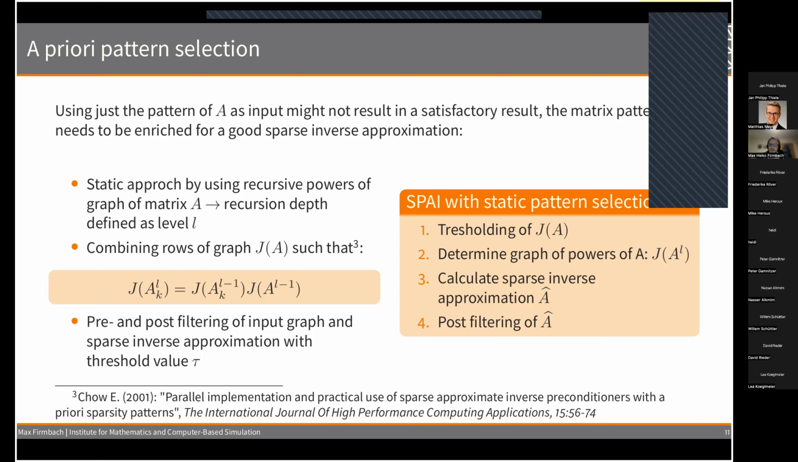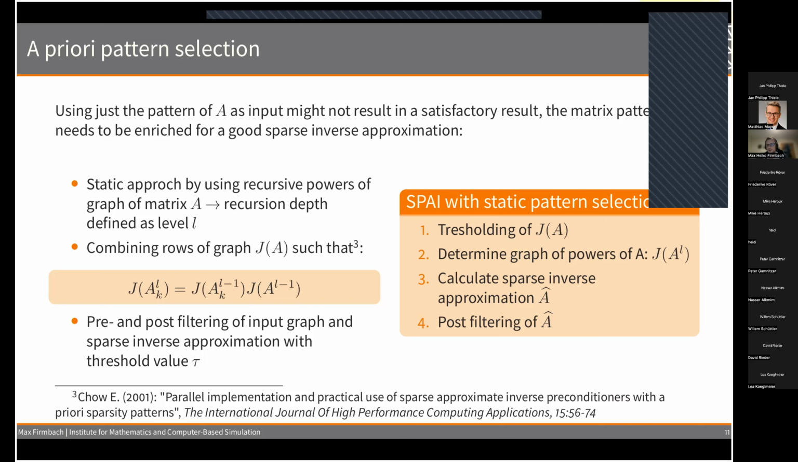And we don't really have to do this multiplication explicitly. We can just focus on what we call the symbolic phase. So just combining rows of the graph of matrix A and obtaining the respective graph of the multiplication. And additionally, we will do a pre and post filtering of our input graph just to get rid of explicitly stored zeros and very small entries.